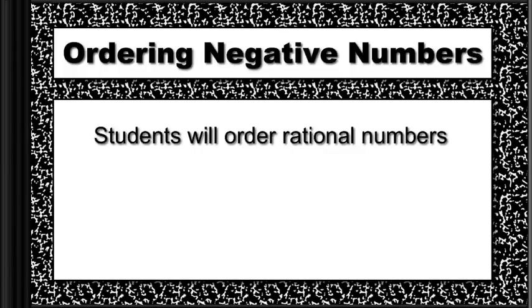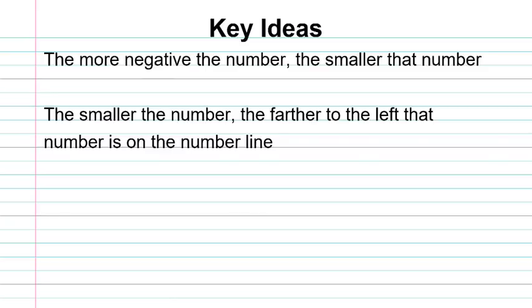Welcome back. Today we're going to go over ordering negative numbers, and the very first thing, the key idea, is the more negative a number is, the smaller the number is. The smaller the number is, the further left that number is on the number line. So those are some key ideas that we need to think about.